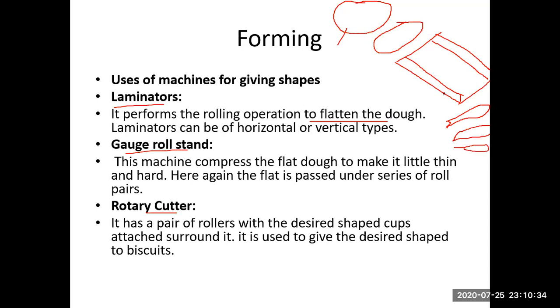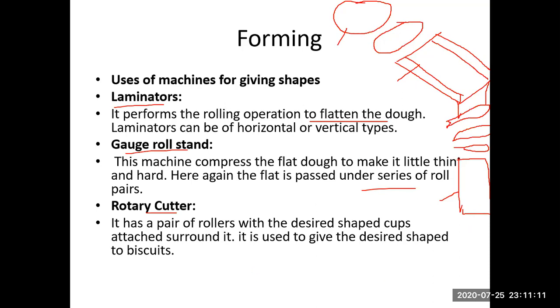This flour sheet, the thick flour sheet, will go under that roller. And whenever it goes under or over that roller, what happens there? The sheet will become thinner than before, as required for your biscuit or cookies. It is thick, and here it will be made thinner to the desired thickness by that roller. It will be continuously rotating. It will be a series of roll pairs, or it can be one. That is the function of the gauze roll stand.